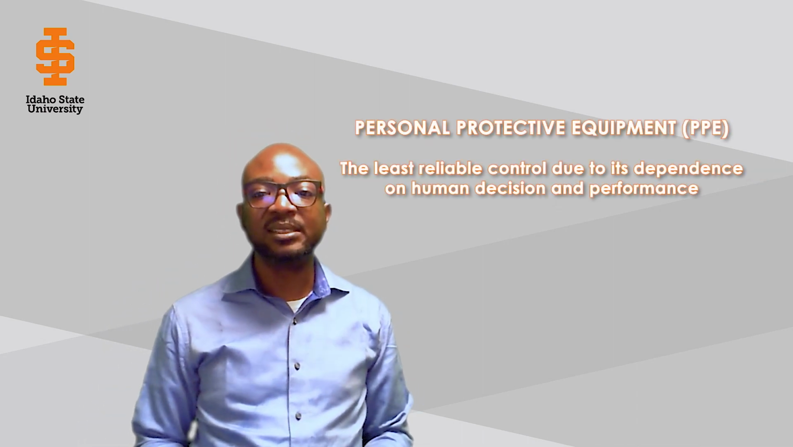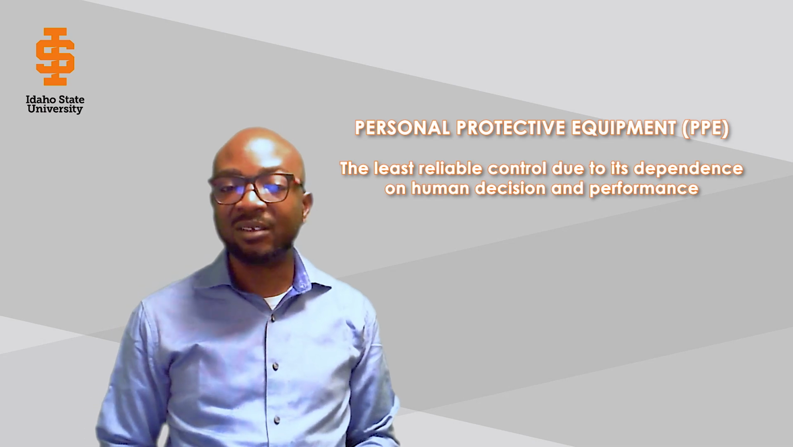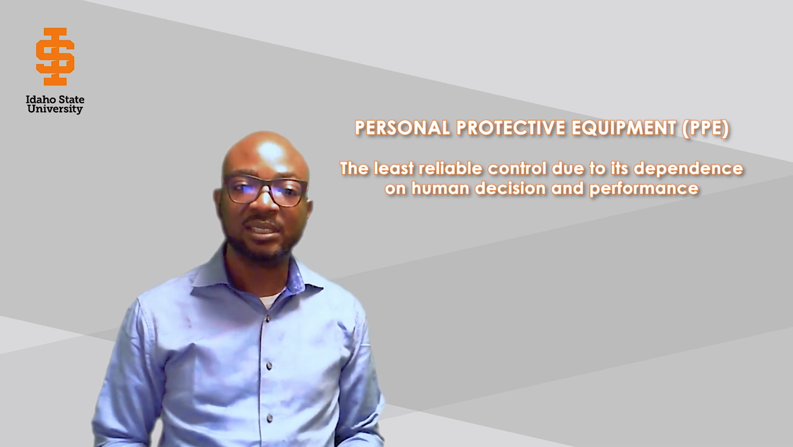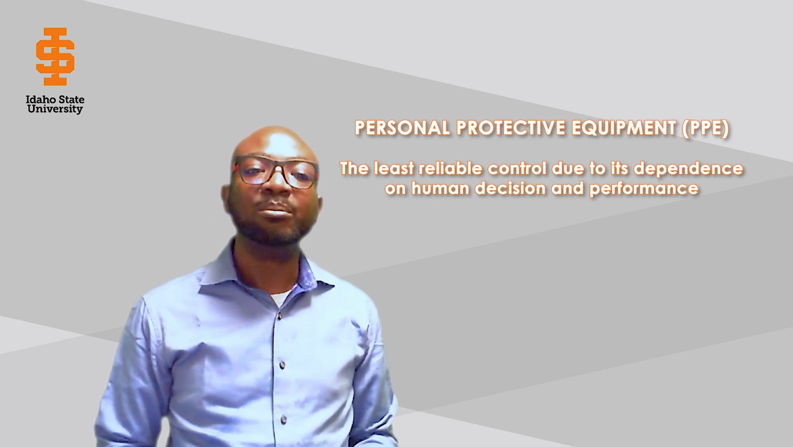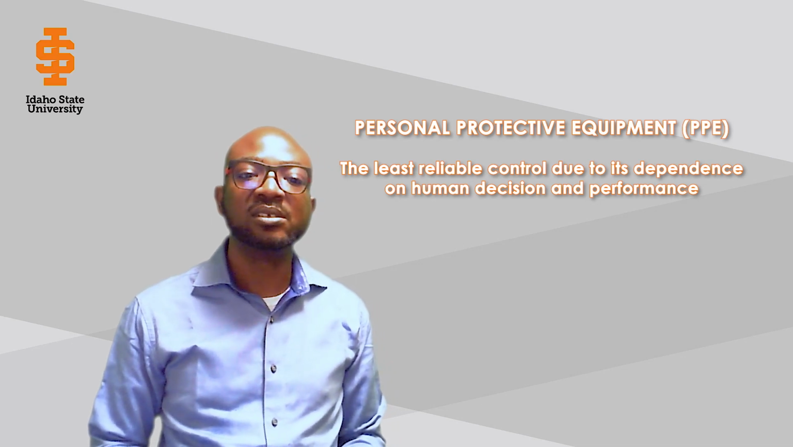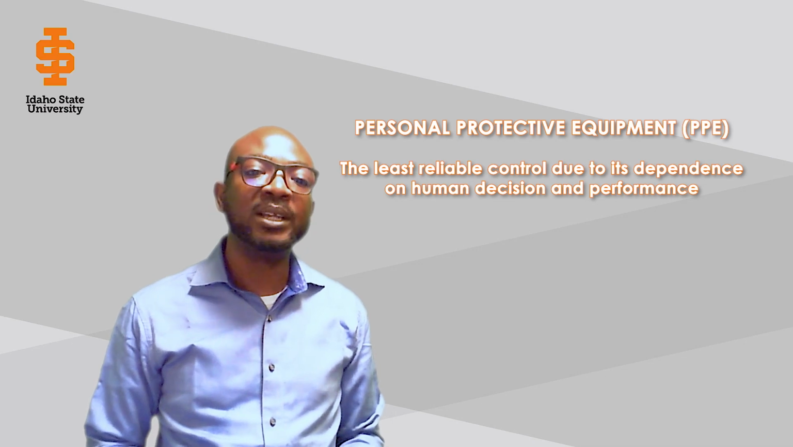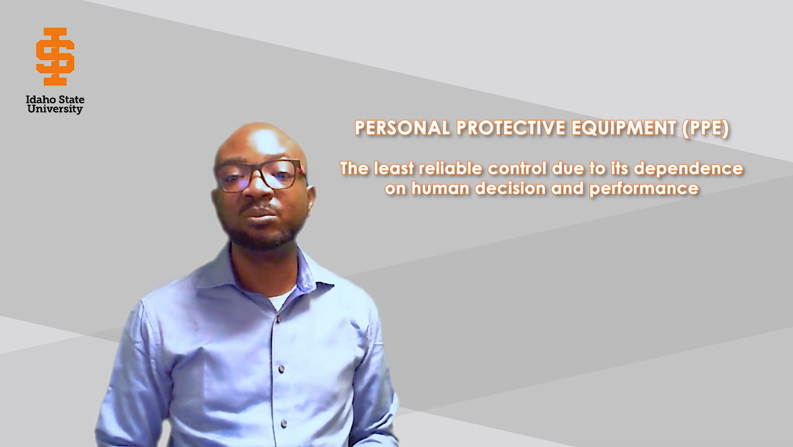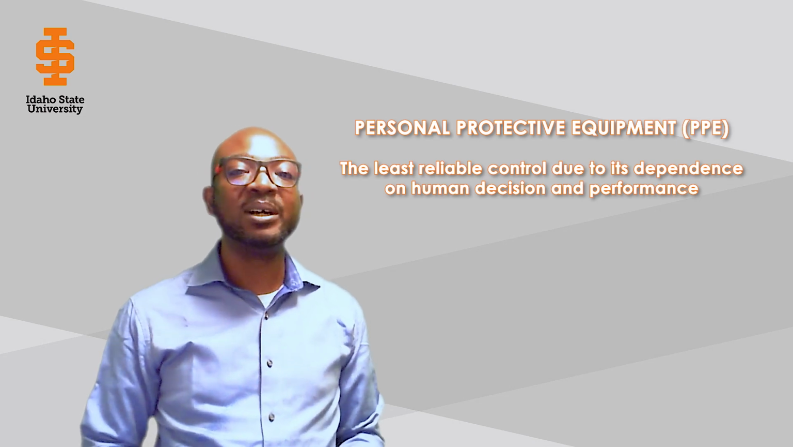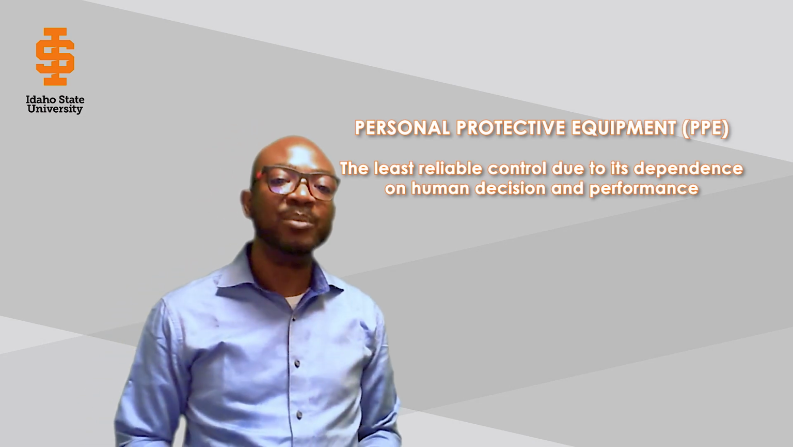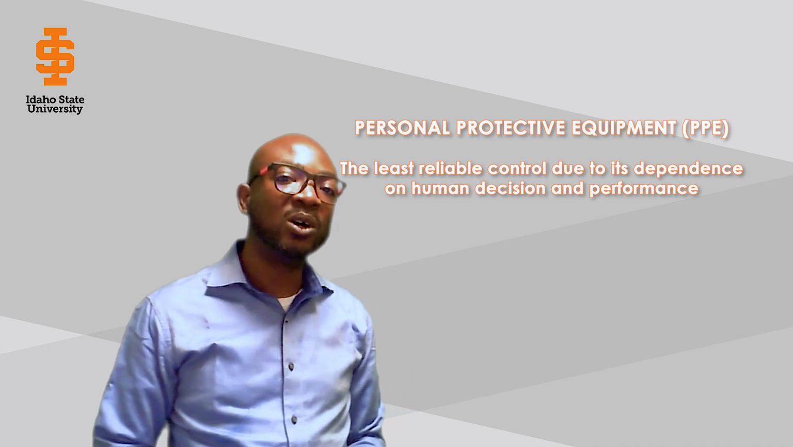Personal protective equipment such as gloves, gowns, surgical masks, respirators, and other specialized clothing play an important role in IPC but require consistent and correct use. Use of personal protective equipment is the least reliable control method because it does not control the hazard itself but relies on human decision making and performance, meaning that there is always a potential for human error.